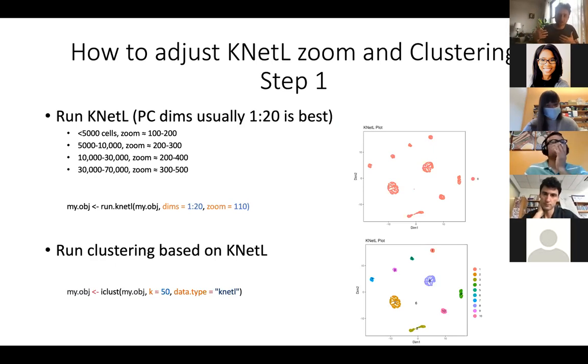So it's not always that if you have less than 5,000 cells, you say, oh, I'm going to use 100 first, and you maybe get not a very good result. Again, you have to play with that a little bit more to adjust it. And I'll tell you how to adjust it too after you do the KNetL map.